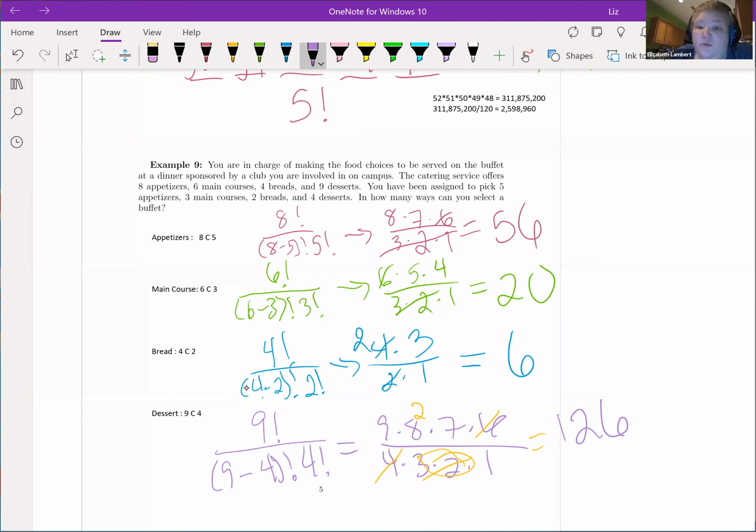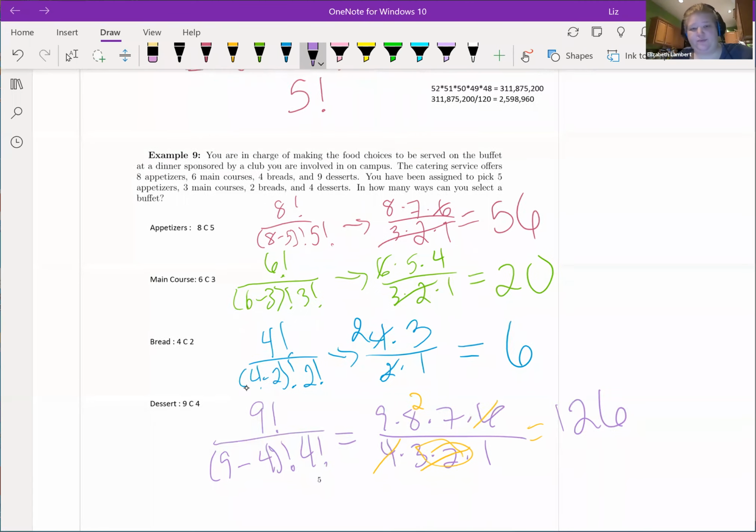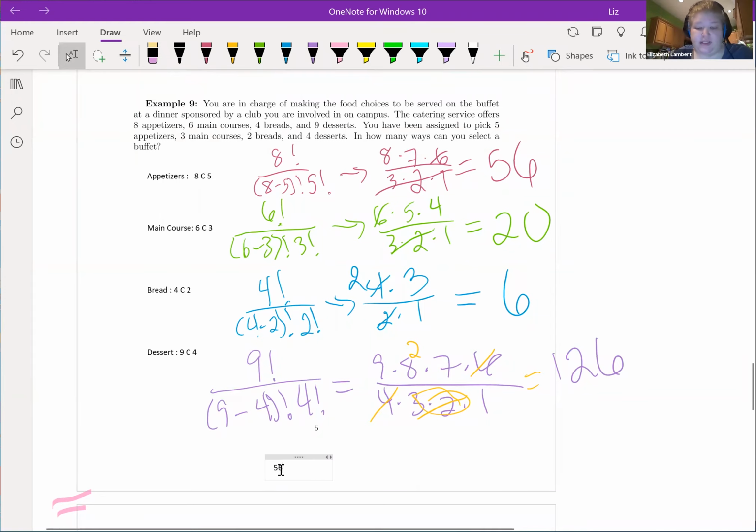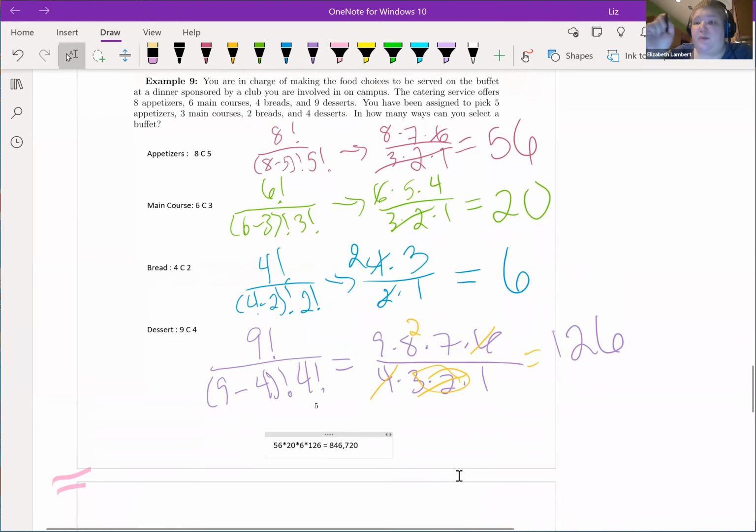All right, and now for our final answer, we're going to multiply those 4 numbers. Good Lord, this is ridiculous. So we have 56 times 20 times 6 times 126. So 846,720 ways to pick the buffet. Whew. All right. The last thing talks about probability versus coincidence, which is a little weird, but a kind of interesting thing that you can do with probability.